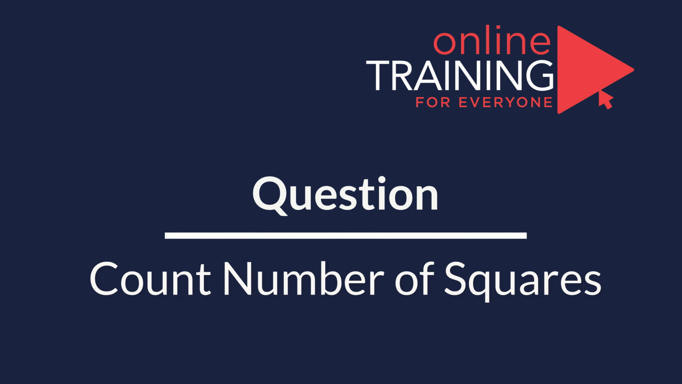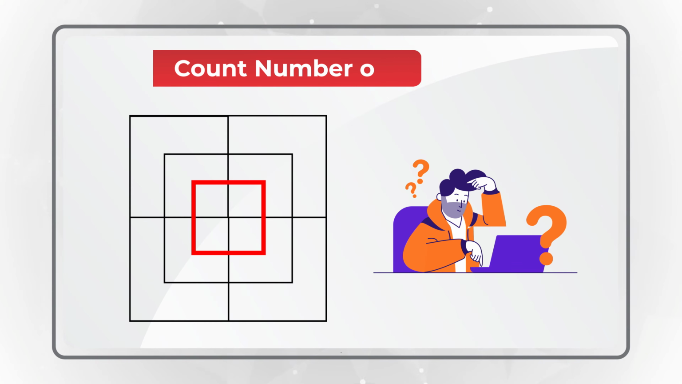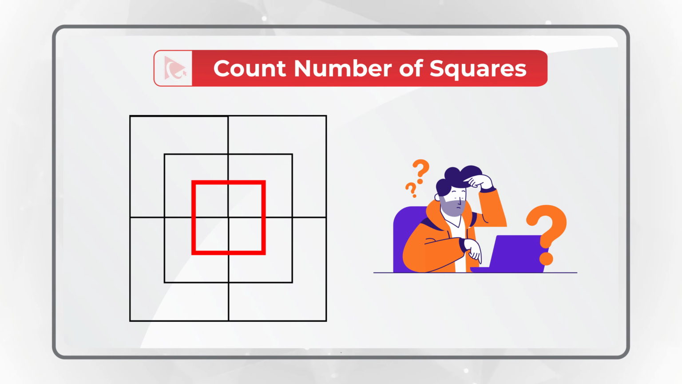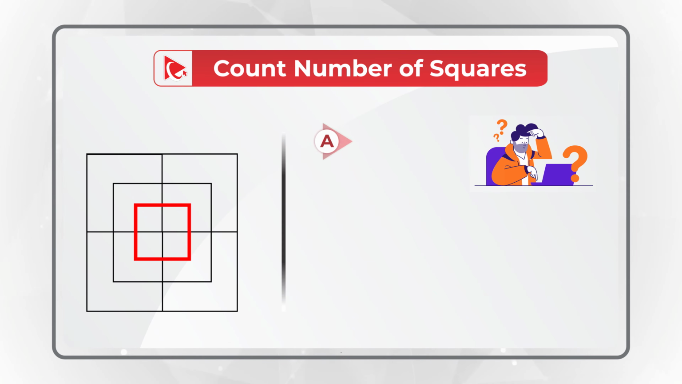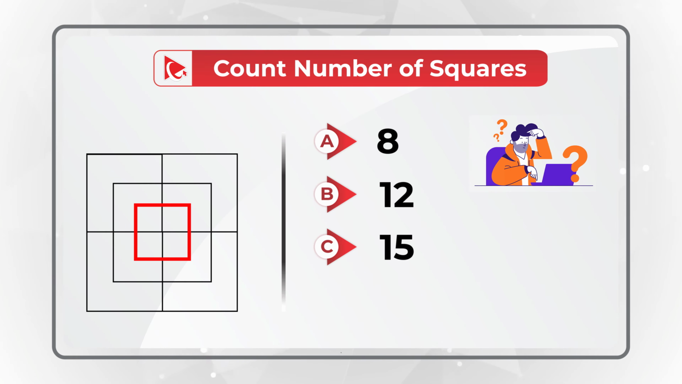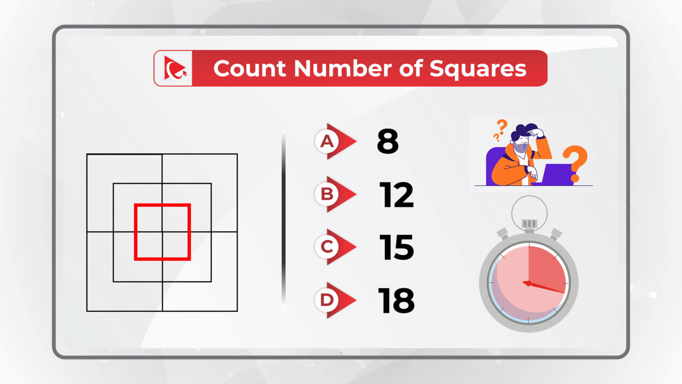Here's one of my favorite questions where you need to count number of squares presented in the shape. You have 4 different choices. Choice A, 8. Choice B, 12. Choice C, 15 squares. And choice D, 18 squares. Take a close look at the picture to see if you can come up with the right choice.